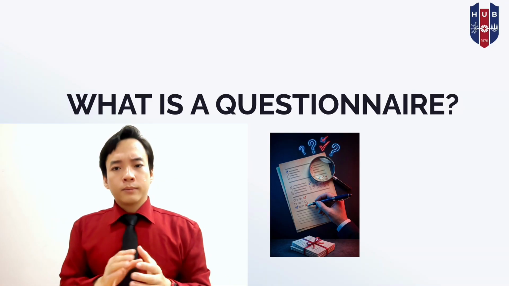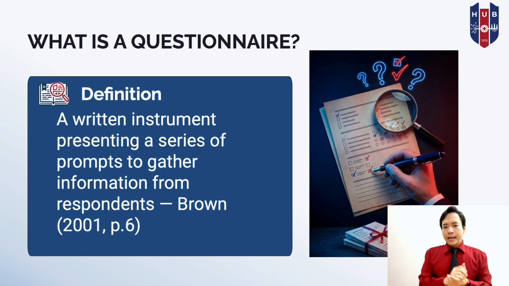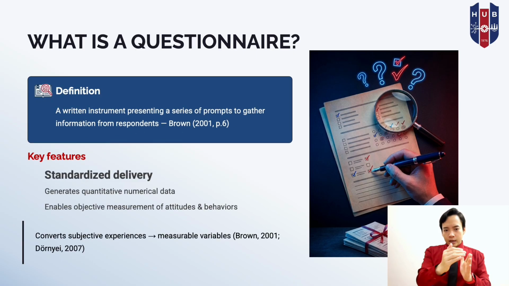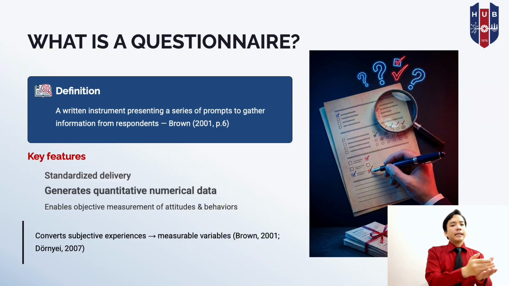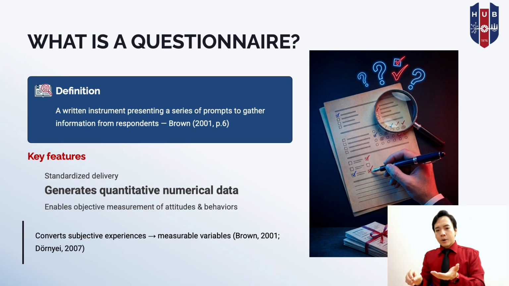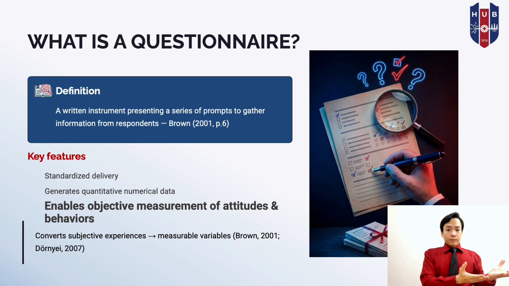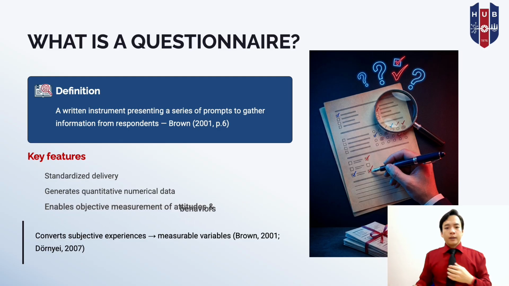According to Brown 2001, a questionnaire is any written instrument that presents respondents with a series of prompts to collect information. The keyword here is standardization. Every participant receives the exact same wording in the same order. That is what allows us to transform something very subjective, like anxiety or motivation, into objective numbers that we can statistically analyze. In applied linguistics, this makes questionnaires perfect for investigating learner characteristics, right? Beliefs, emotions, and also behaviors, all of which play a very crucial role in language learning.